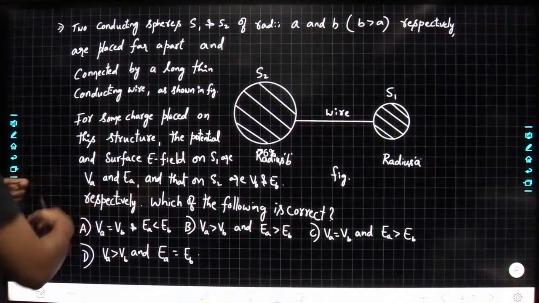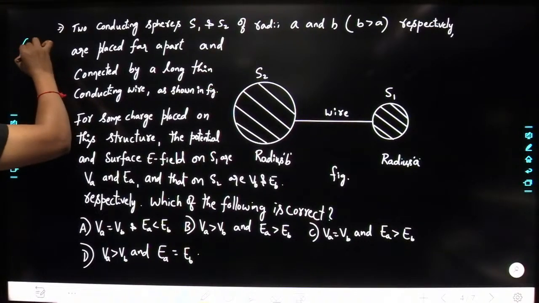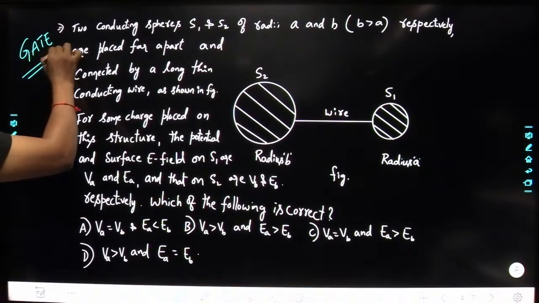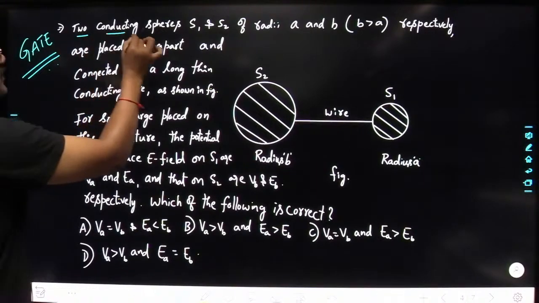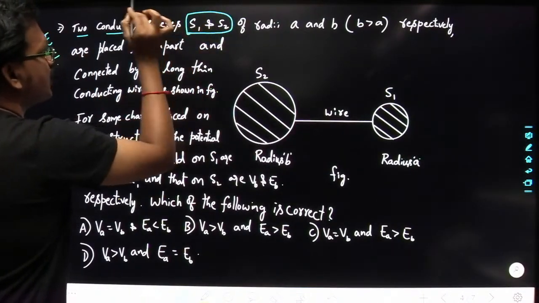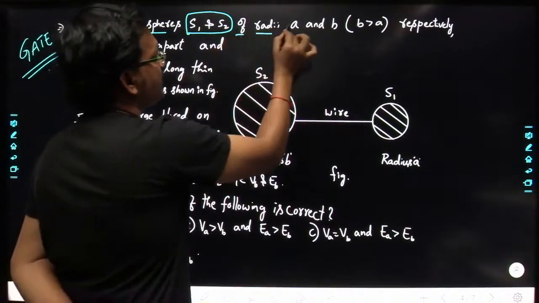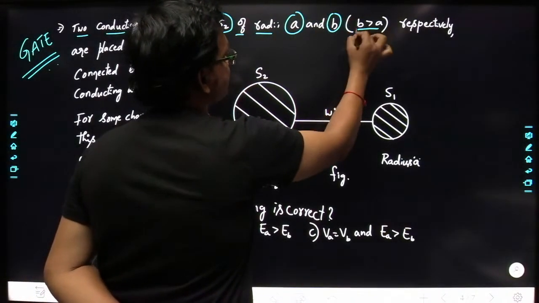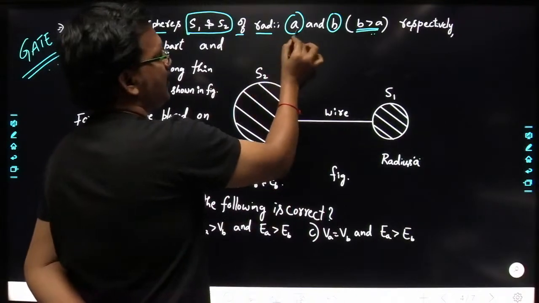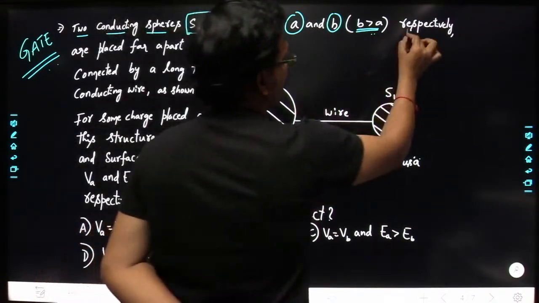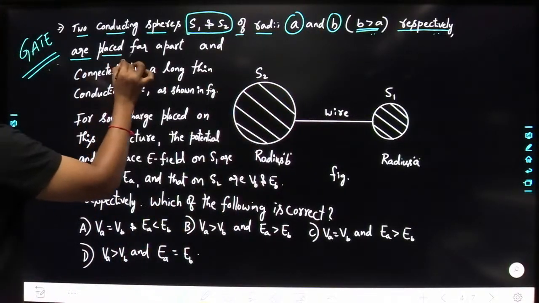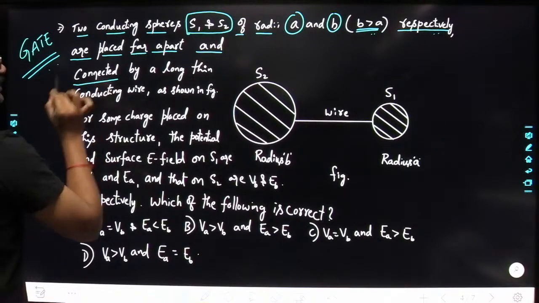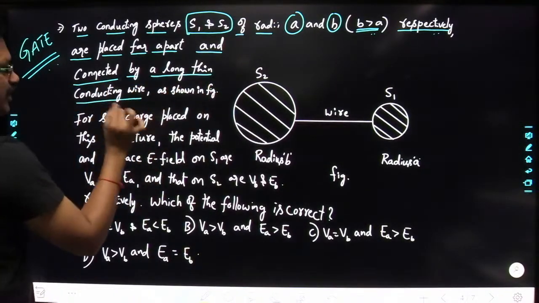Because this is a previous GATE question, I am expecting the answer from your side. The question is: two conducting spheres S1 and S2 of radii A and B, where B is greater than A, respectively, are placed far apart and connected by a long thin conducting wire, as shown in the figure.